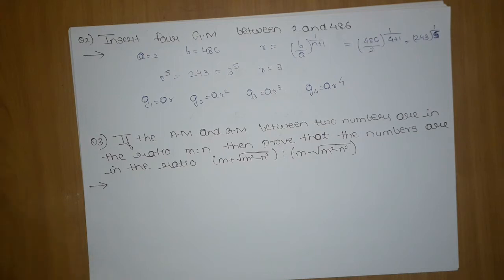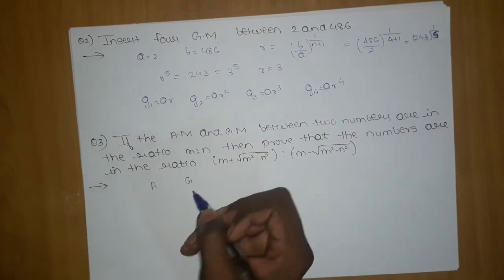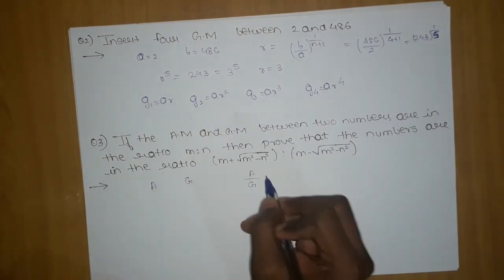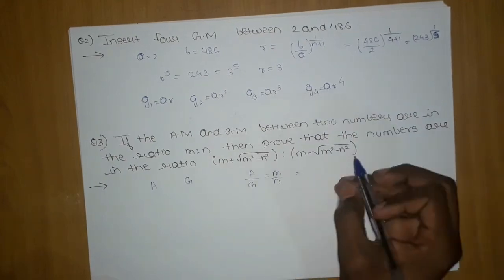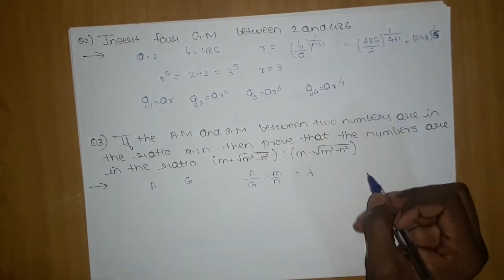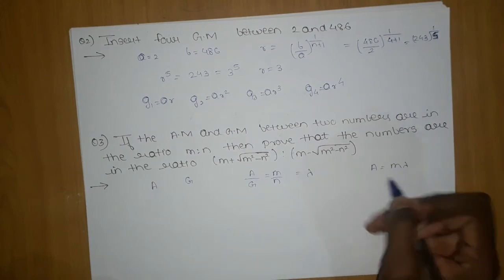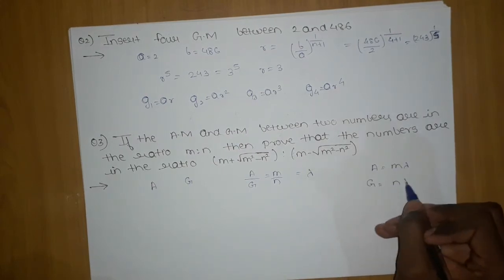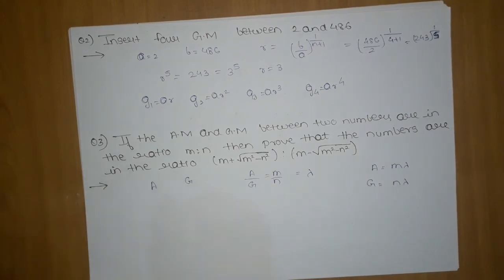The next question says: if the AM and GM between two numbers are in the ratio m is to n, then prove that the numbers are in the ratio this. If I denote AM by A and GM by G, they are telling that A by G is m by n. Then can I say that it is equal to lambda? So A will be m into lambda, and G can be n into lambda. Now, remember the formula which we derived using the quadratic equation.